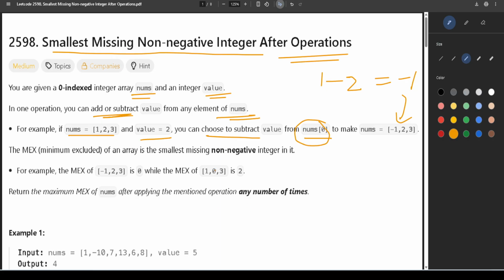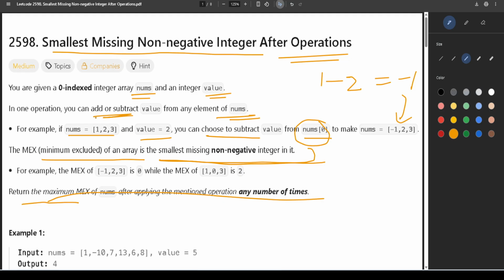So after doing all the possible operations, you want to find the smallest missing non-negative integer, which is the MEX. MEX is the minimum excluded value for an array, the smallest missing non-negative integer. So now what you have to do is return the smallest non-negative integer, right? You have to find it.